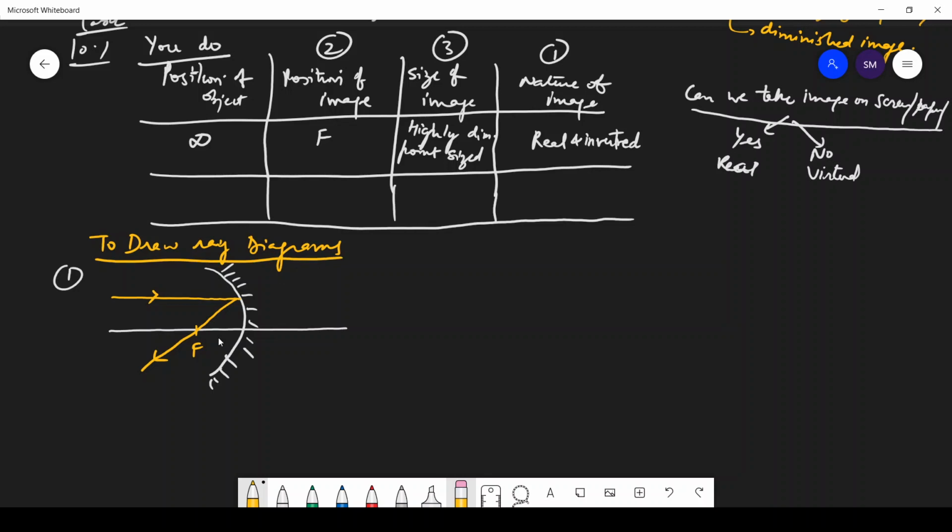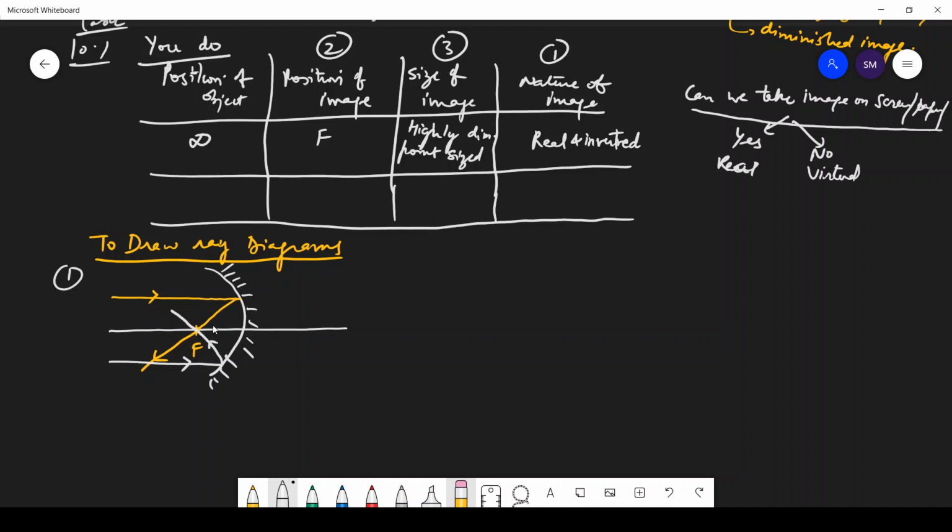So how to draw the ray diagrams. This is the first thing. The ray you can take to draw the ray diagram is the ray which is parallel to the principal axis. To make the image, you need at least two rays, then only you will get the image. So this was one of the rays, you will take one more ray. This is the incident ray and this is the reflected ray. Now you will get the image.